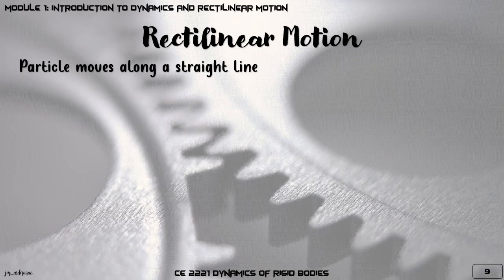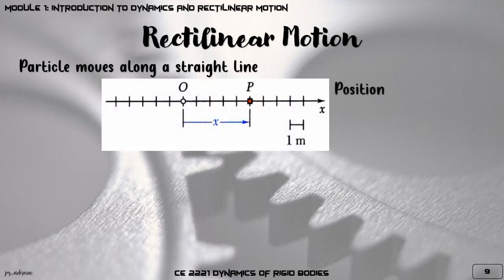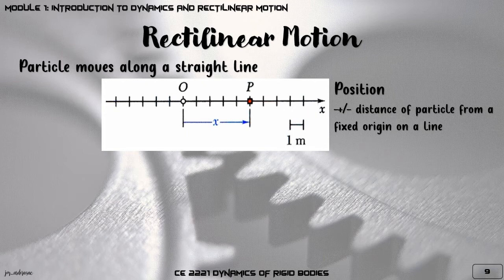And for any kind of motion, we define the motion with its position, which is either the positive or negative distance from a fixed origin on the line or a fixed reference point. So in our diagram, we have point O as our point of origin or our reference point, and the particle has moved to point P. Thus, the distance between point O and point P is our position x. So in our example, the position is equivalent to 5 meters. And it is a positive distance as it is to the right of our origin.